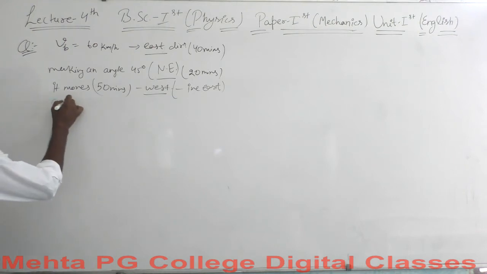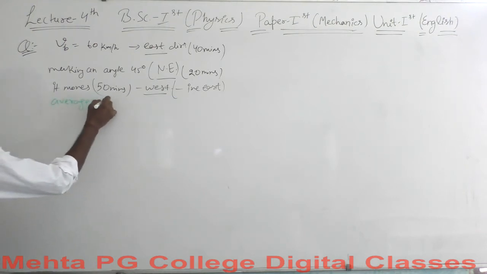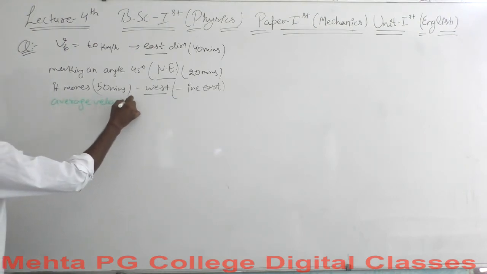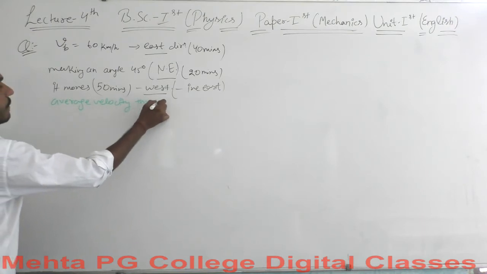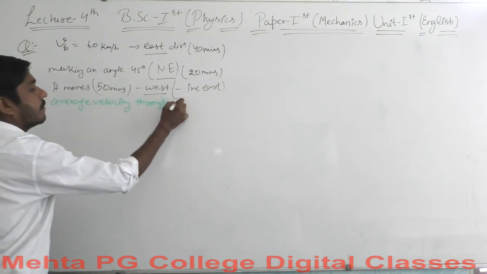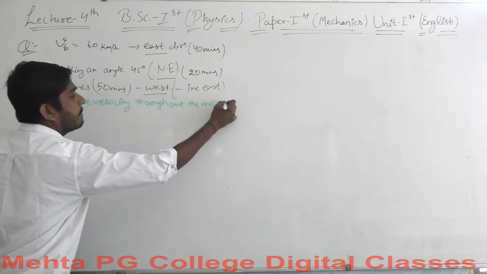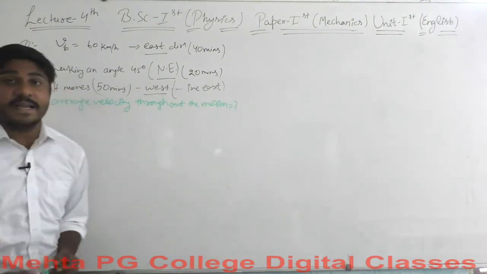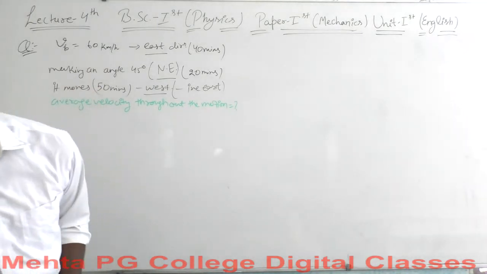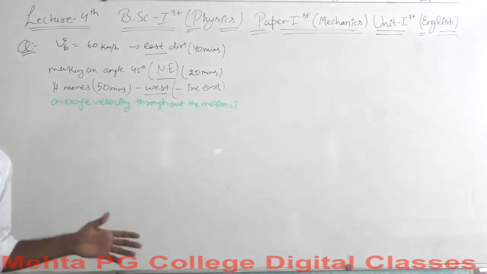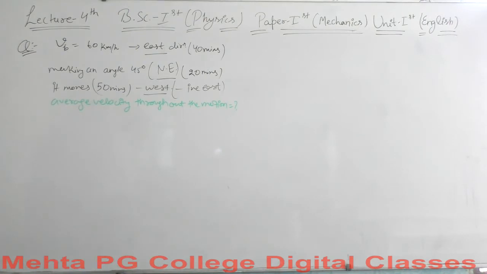What should be the average velocity throughout the motion? So let's find out. Beginning with the example, we will use all the things which have been discussed, go step by step, and proceed in the same way. So what should be the solution here?